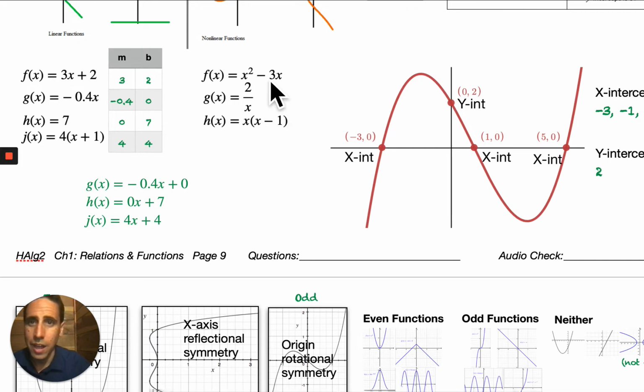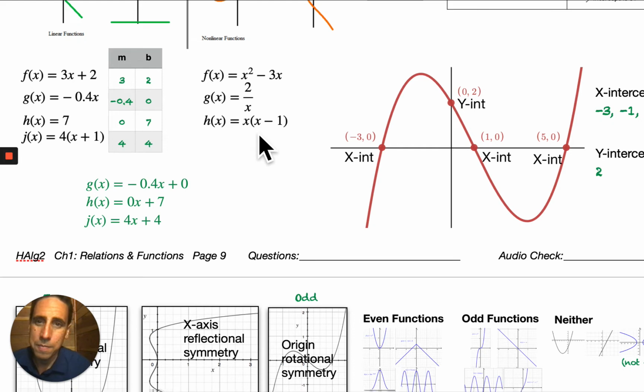Here are some not linear functions. You can see x squared. All of a sudden, if you're squaring anything, then you're going to start getting curves. 2 divided by x, and it's a fraction, 2 over x. Really fascinating functions, really interesting outputs, but they're not going to give you a straight line. It has to be in the form of y equals mx plus b.